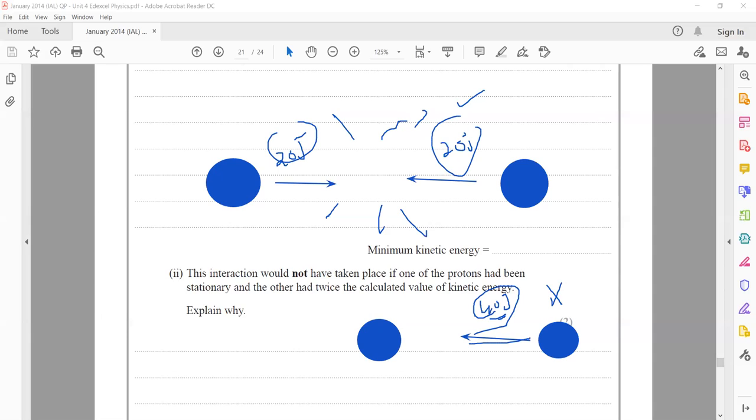Look, if one particle is stationary and another one is moving, the initial momentum of the system is not zero. So the final momentum should also not be zero. So there will be kinetic energy, or energy, used to move the other proton. But here, as the particles are moving in opposite directions, the initial momentum is zero. So the final momentum will also be zero. So energy is not used up for moving the particle, or all the kinetic energy is used to create particles. Here, not all of the kinetic energy is used to create the particles. Is it clear, this idea?